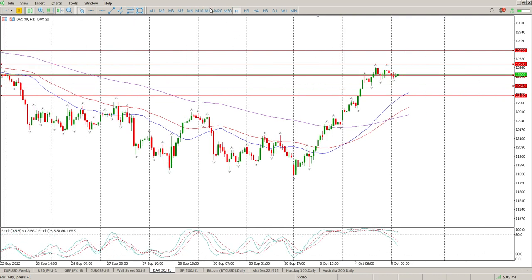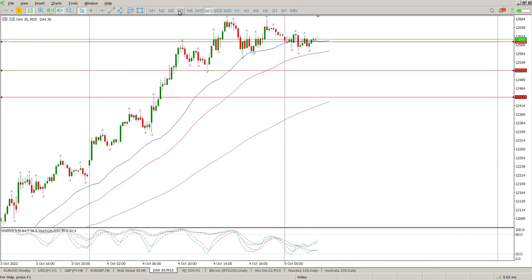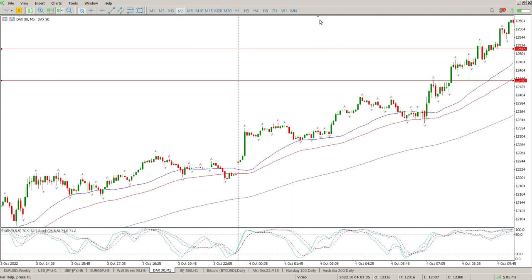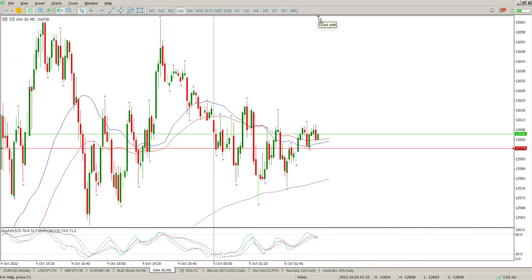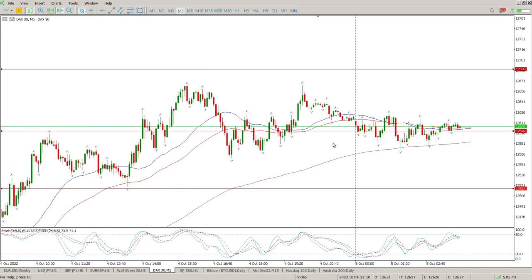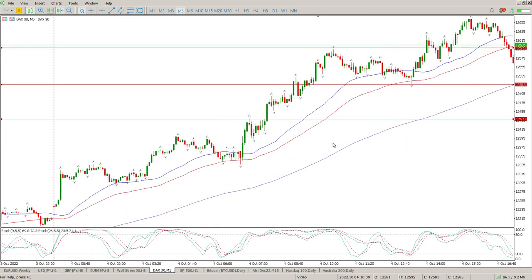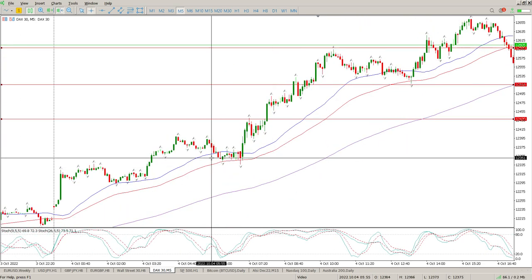You'd probably be well worth watching the 15 or the 5-minute charts. Just keep an eye on them, keep an eye on your levels, make sure that you're looking for price action at those levels. So I'm just dropping down to 5-minute quickly while we talk. Once you've got price action at those levels, you will have the opportunities to get into something on those trades.